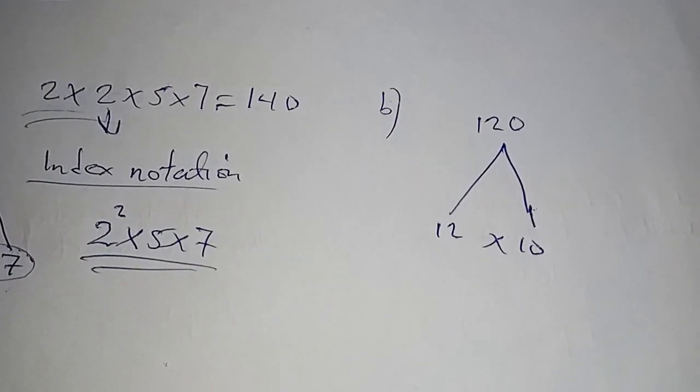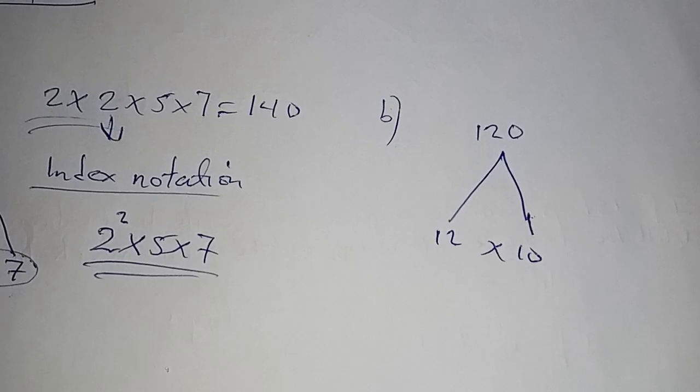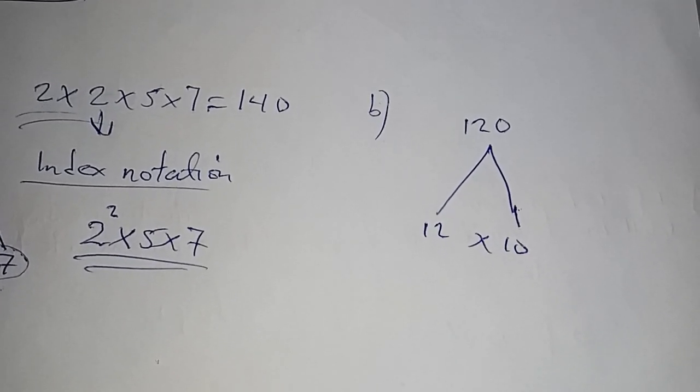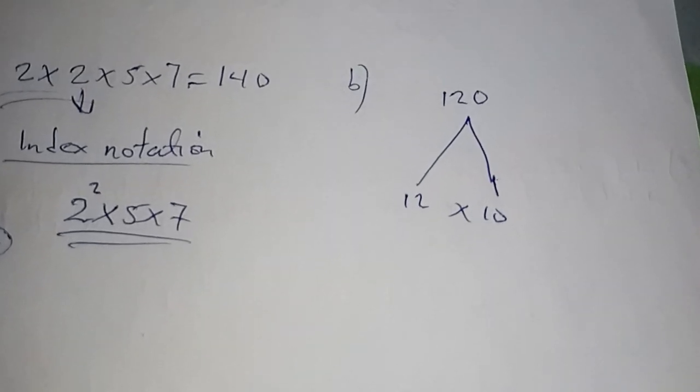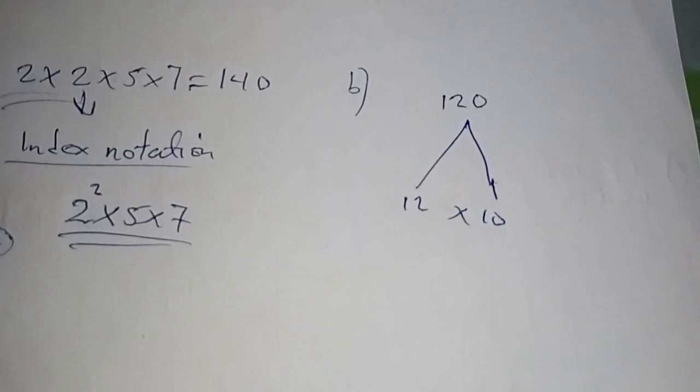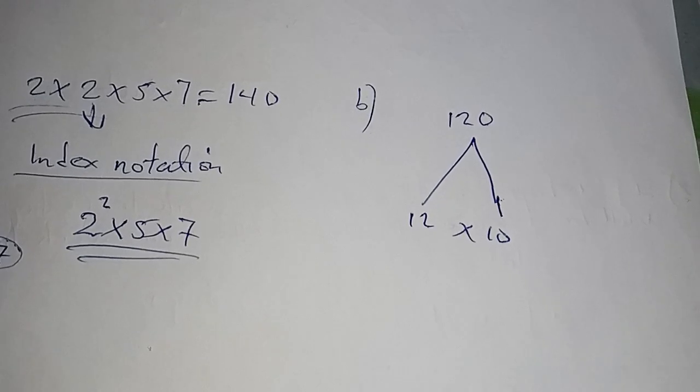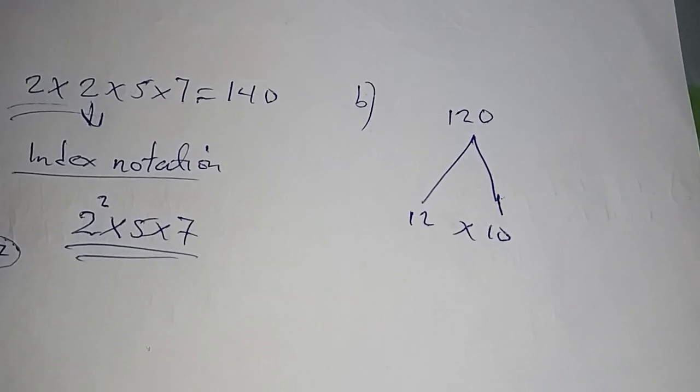Apart from 1, do we have any number that we can multiply by 5 to get 5? No, it's only 1. So definitely 5 is a prime number. Let's try 7. Apart from 1, do we have any number that we can multiply to get 7? No, so only 1, right? So this is how you determine your prime numbers.